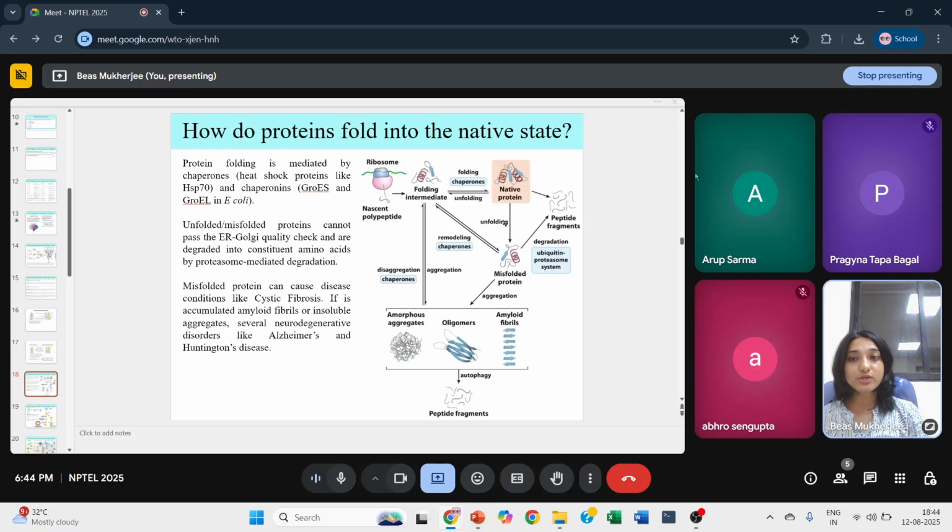So misfolded proteins can cause disease conditions such as cystic fibrosis, and if accumulated as amyloid fibrils or insoluble aggregates, several neurodegenerative disorders such as Alzheimer's, Huntington's disease, etc. So these are the different kinds of diseases that can be caused because of aggregation of these misfolded proteins. And these misfolded proteins can be present in the form of amorphous aggregates, oligomers, amyloid fibrils, etc.